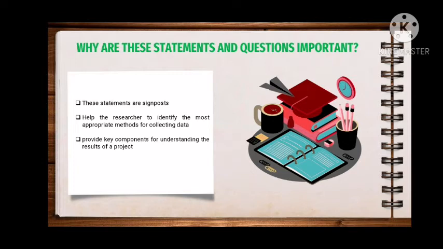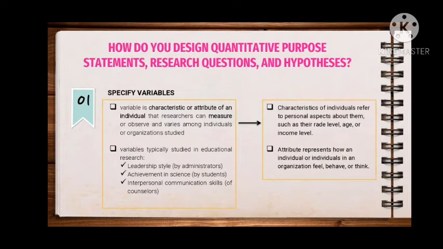To write a good purpose statement and research question, we can begin with some concepts that you need to know and establish the building blocks for writing the statement and question in a study. Okay, we move to the next part about how you design a quantitative purpose statement, research question, and hypothesis. You need to understand the importance and the use of variables. The first is specified variables.